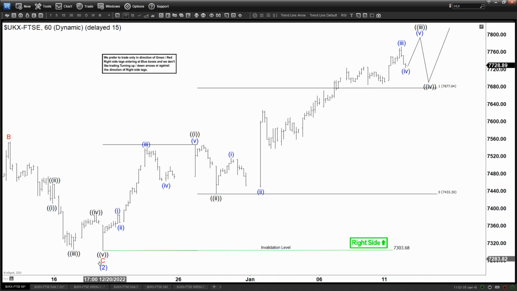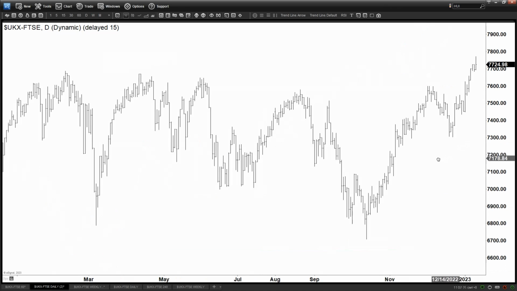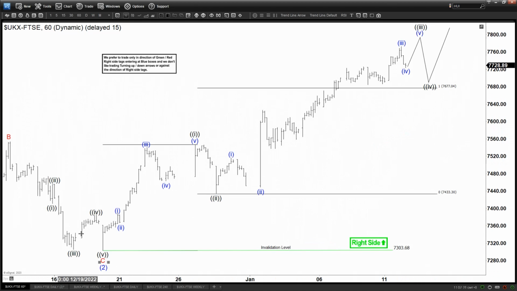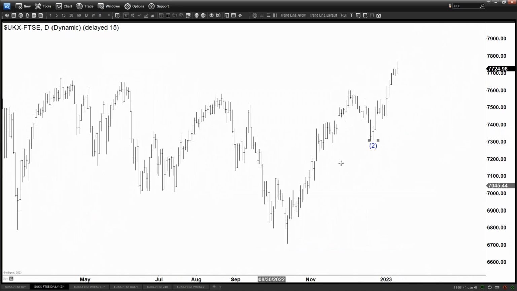Now let's zoom out and look at the daily time frame. I'm going to copy this wave 2 here into the daily time frame. This is the same location as the 1 hour time frame. This is your wave 2 here. So that means if this is wave 2, this is your wave 1.